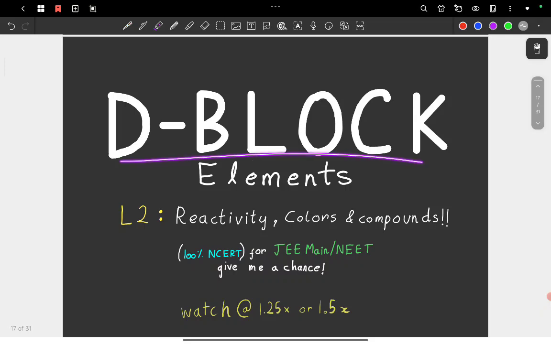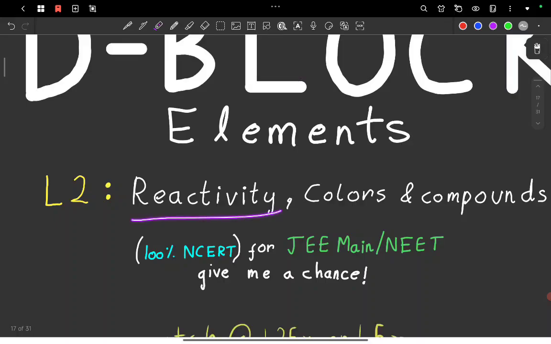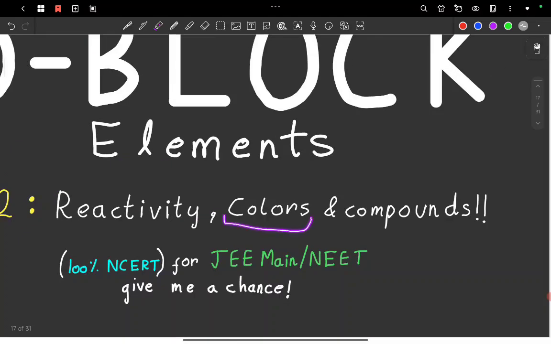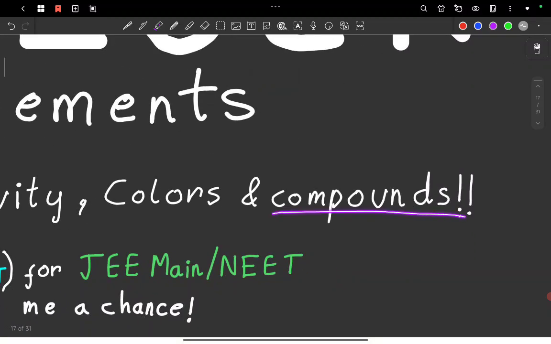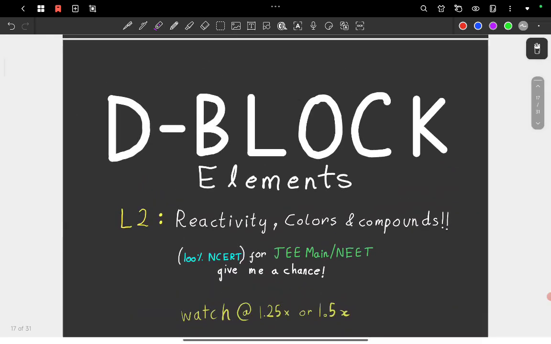Hello everyone, welcome to D Block Elements Lecture 2, and in this lecture we will be covering the reactions: what reactions or reactivity can we expect from our D Block elements, what colors do they show in the aqueous medium, and what compounds do they form, along with the reactions of those compounds and their oxidizing actions.